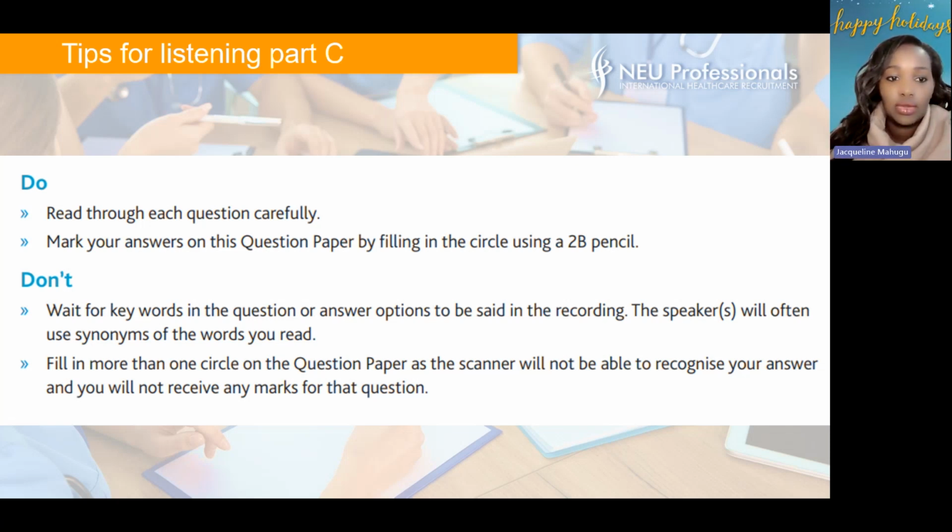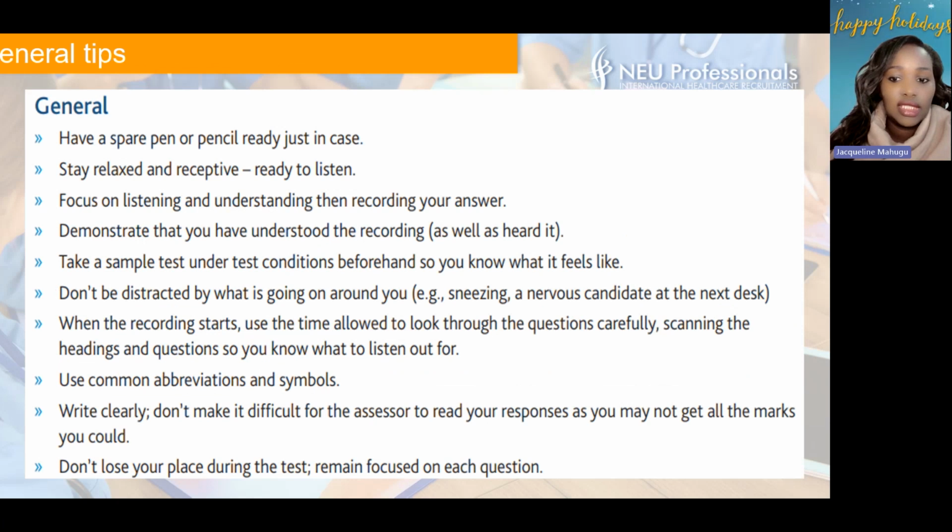So let's go to some general tips during the exam. One, you need to make sure that you have a spare pen or pencil ready just in case. They always tell you in the instructions that they send you on email, once you register for the test, they will tell you to come with two pens and 2 pencils. So I don't think you're going to forget that.